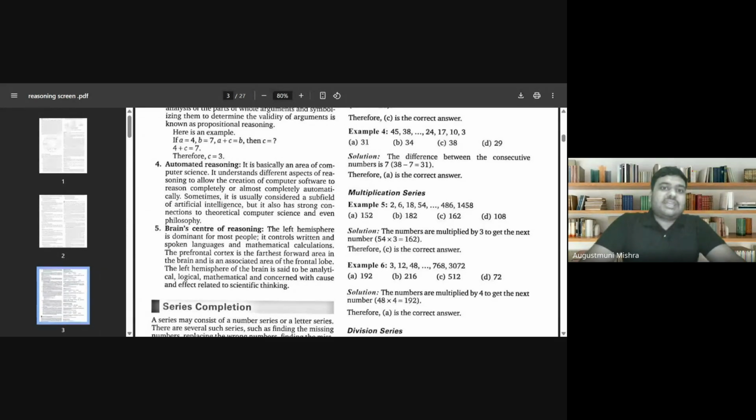It understands the different aspects of reasoning to allow creation of computer software that reasons completely or almost completely automatically. Whenever you give direction to software, it will do your work without any manual effort, because it is already coded for your work. So automatically it will complete your work. For example, if you are using ChatGPT, you give a single prompt and it works on your whole thing.